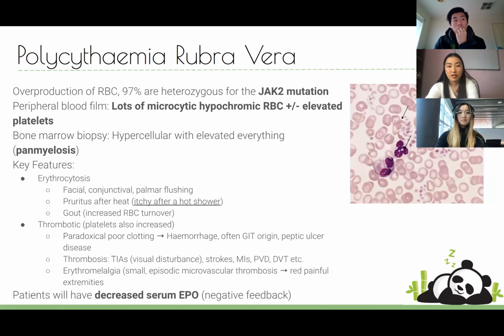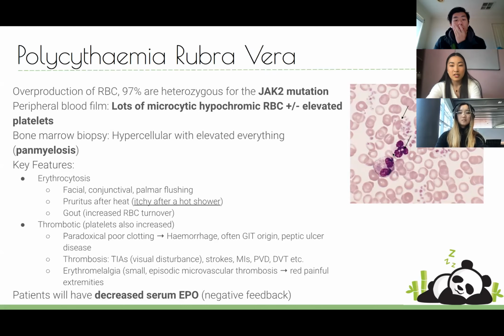Polycythaemia rubra vera. This is proliferation of red blood cells, and again associated with the JAK2 mutation. The peripheral blood film would show lots of microcytic hypochromic red blood cells. I just think of it as, again, kind of an immature thing. If we're overproducing red blood cells, then you don't have enough iron and hemoglobin to distribute between them, so they'll be small and hypochromic. Plus or minus elevated platelets.